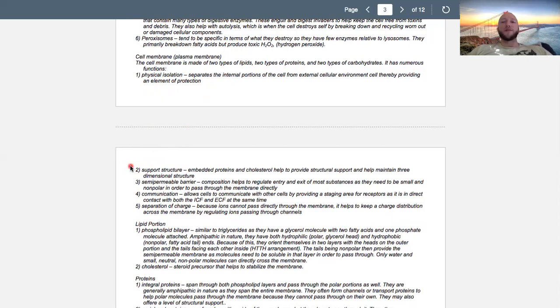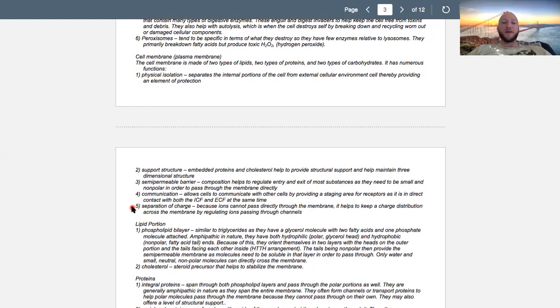You probably talked about different cell shapes in anatomy class. Form and function matters at a cellular level. Semi-permeable membrane. You need to allow things to move in and out of your cell in order to get rid of waste products and bring in new usable materials. Communication, cells need to be able to coordinate with other cells. Separation of charge, we haven't talked about too much now. We did talk some about the sodium-potassium pump.